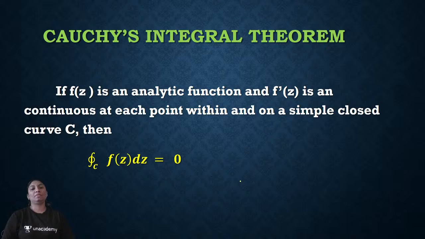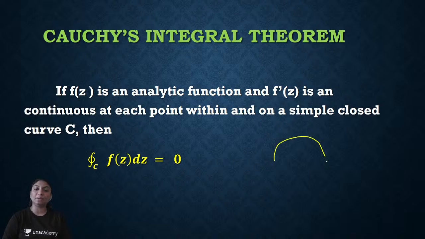Now, a very important theorem, that is Cauchy's integral theorem. If f of z is an analytic function, and f dash of z is continuous at each point within and on a simple closed curve c, then the integral over c of f of z dz is equal to 0. This is very, very important.